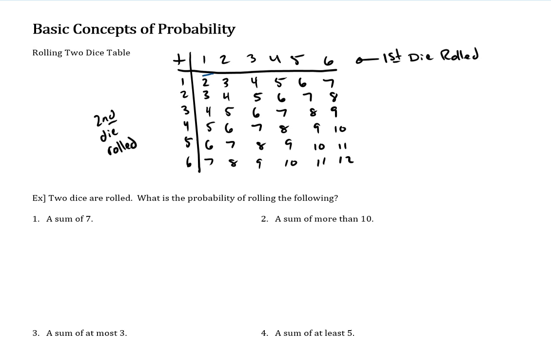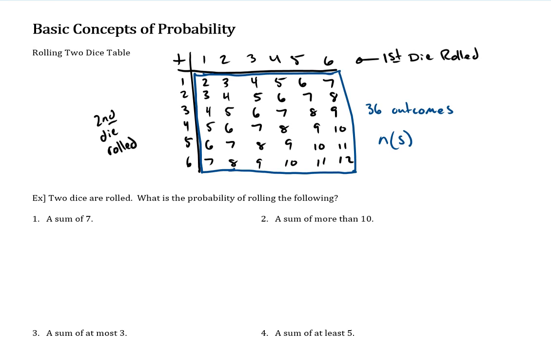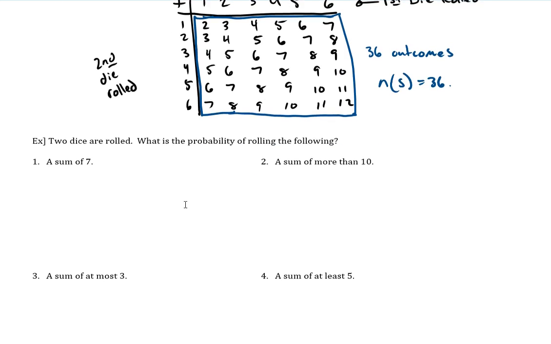And then what we have, though, when two dice are rolled, this that I'm boxing in blue is all of the outcomes. So we have 36 outcomes. So that's the size of the sample space. If we write it using math notation, it is 36. So there's 36 different things that could happen when we roll two dice. And so we'll use this table to help us solve these problems.